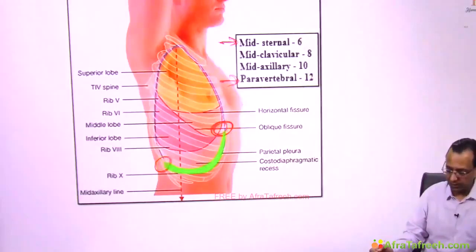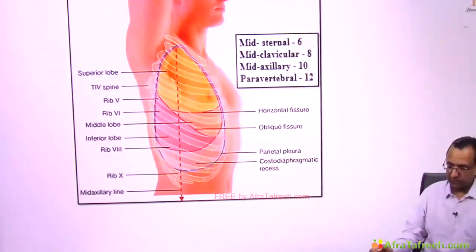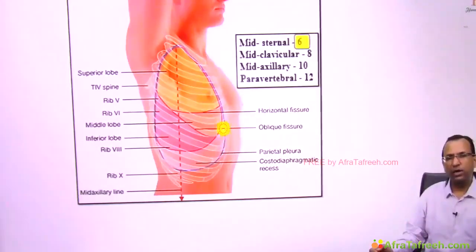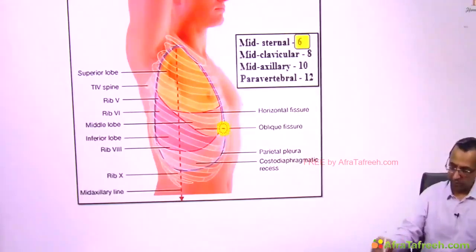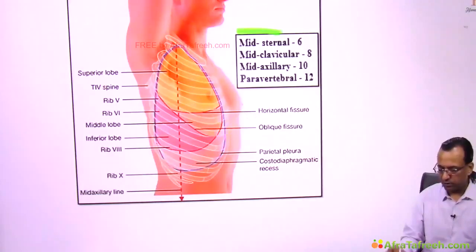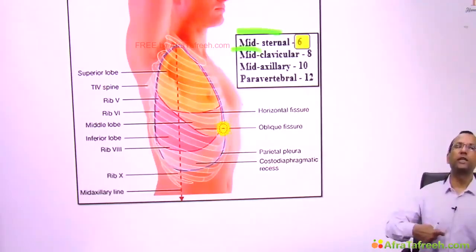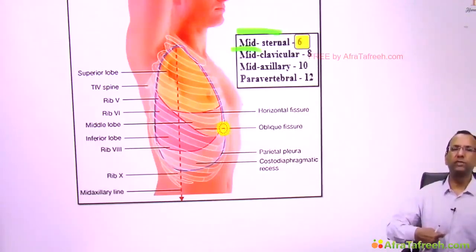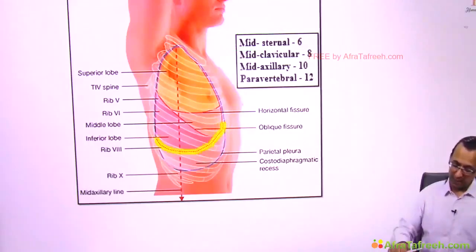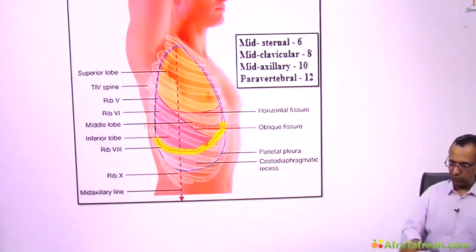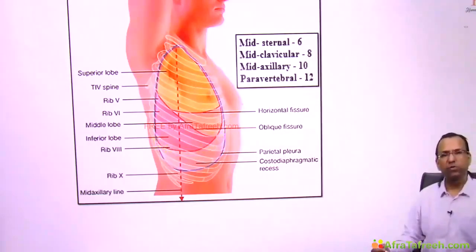Yes, let us discuss the lungs. You see, lungs and pleura on the right side begin at the same level, the 6th rib in the mid-sternal line. After that you will see the right lung is 2 ribs higher than the pleura each time. But why is the lung 2 ribs higher than the pleura?